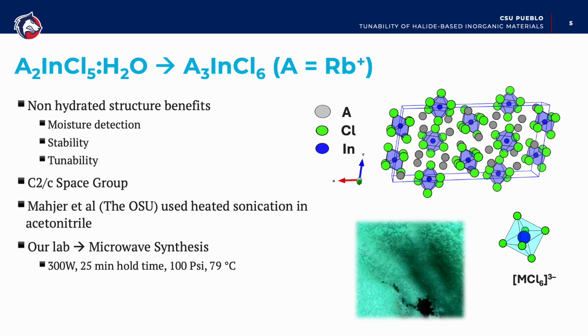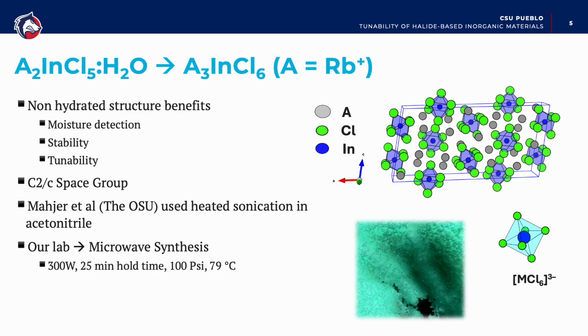The next material we synthesized was the non-hydrated rubidium-indium chloride complex. Some of these non-hydrated structures can have the water removed from their crystal lattice reversibly, such as the cesium derivative, with heat and the correct organic solvent. Dr. Woodward's group at the OSU reported using a sonicator and acetonitrile to remove the water, whereas at our university, CSU Pueblo, we actually ran into some experimental difficulties with our sonicator instrument. As such, we needed to find another means to verify that heat and acetonitrile were effective at removing water from the lattice.